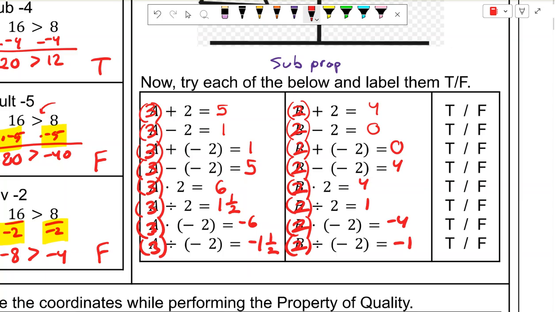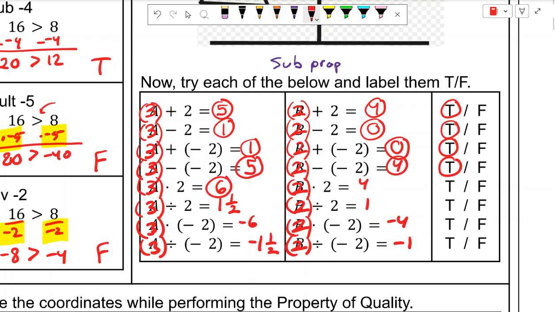Now we're going to compare. Let's compare the first row. We have a 5 over on the left, and we have a 4 on the right. Is the scale still correct? Yes, it's true. The next one, a 1 on the left, a 0 on the right. It's still true. 1 is still greater than 0. 5 is still greater than 4. 6 is still greater than 4. 1.5 is still greater than 1.